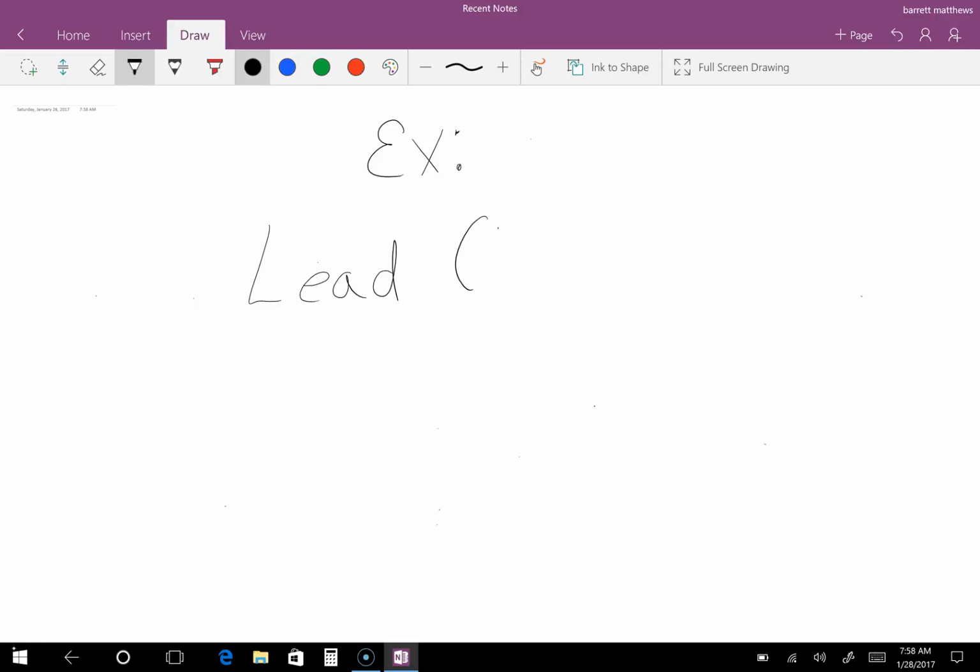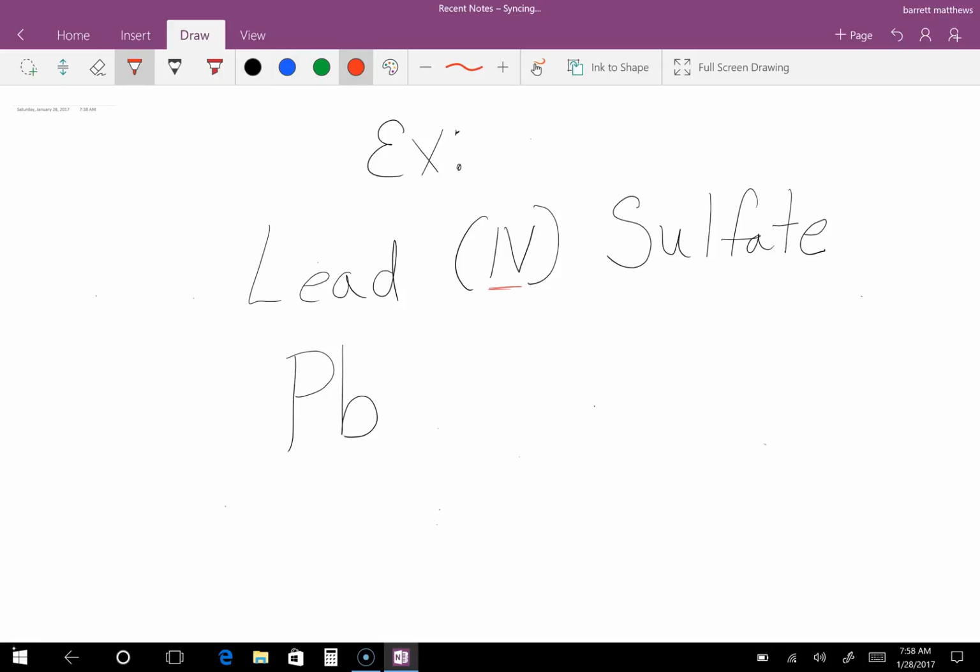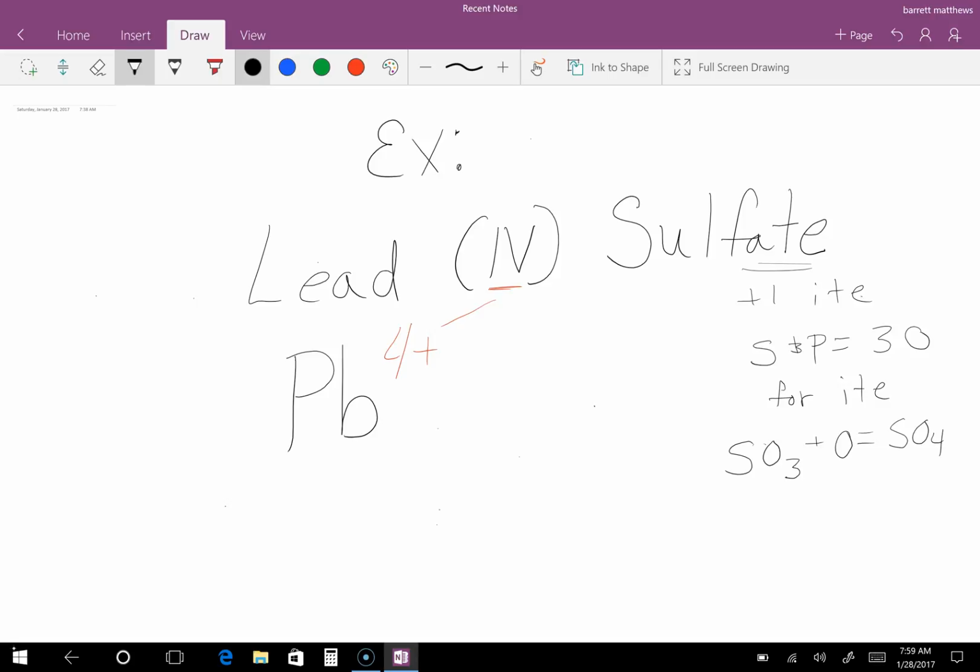Here's an example. Let's take a look at lead 4 sulfate. So here is the name. Let me write the formula. I know I have lead. I know the charge is 4. I know that I have ate. I have memorized that S and P both have 3 oxygens for their ite. So I know that this sulfate containing sulfur will have 3 oxygens for its ite, plus an extra oxygen because it is ate. So I'm looking at an SO4 for sulfate.